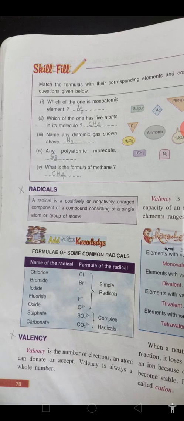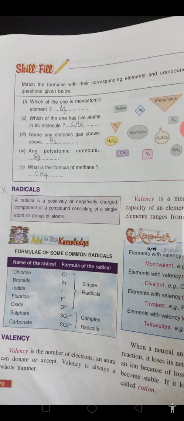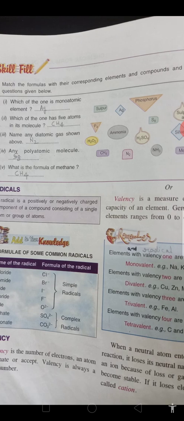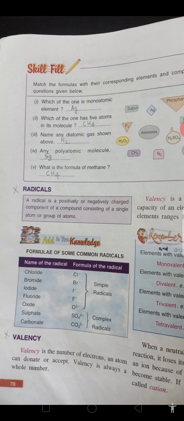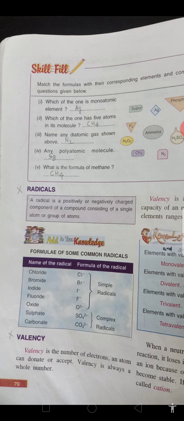Then which one has five atoms in a molecule? So it is methane, CH4. CH4 means one atom of carbon and four atoms of hydrogen. That makes a total of five atoms. Name any diatomic gas shown above. The gas given as diatomic with two atoms is N2. So nitrogen, N2, is the answer.